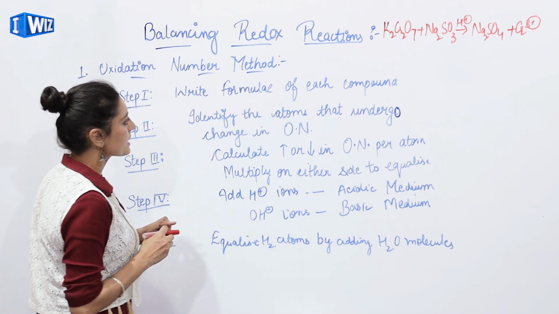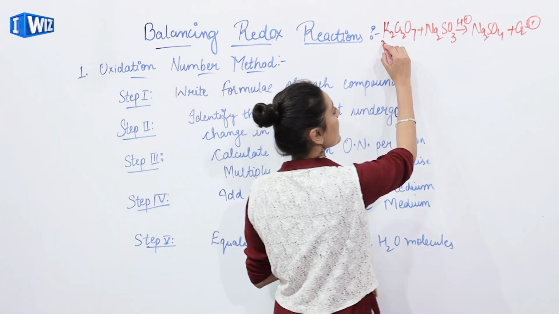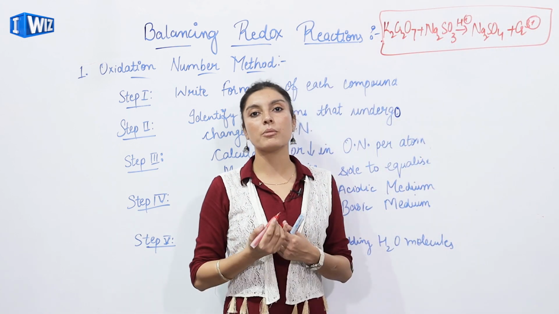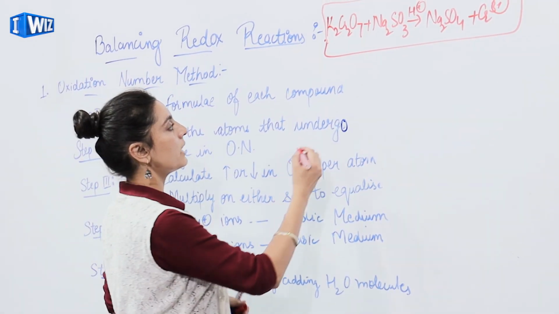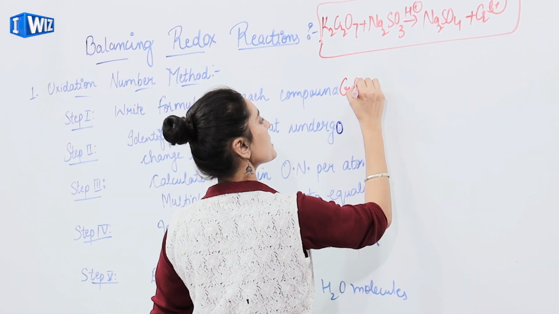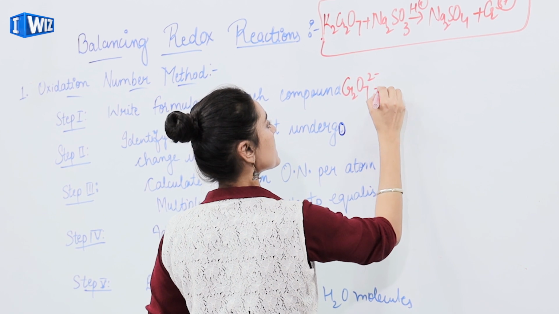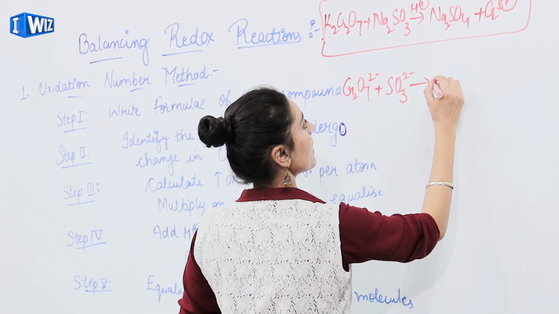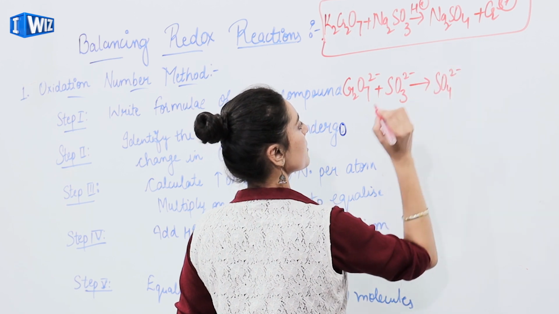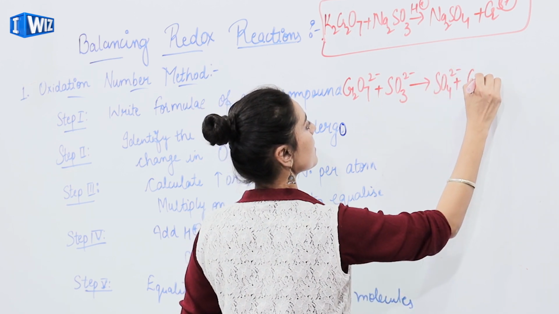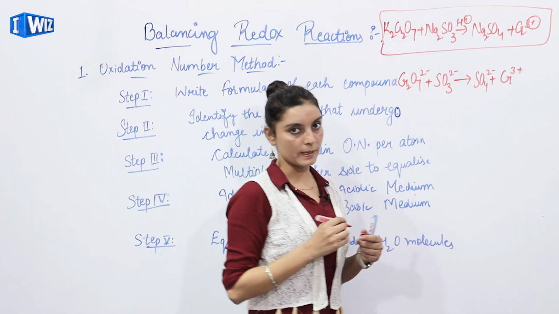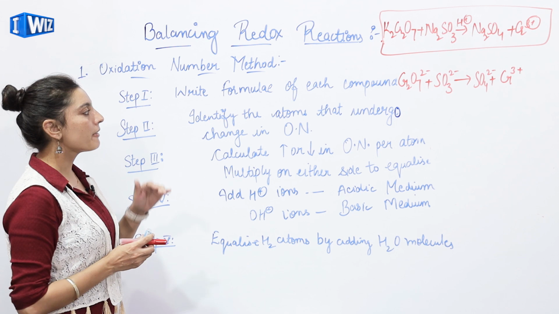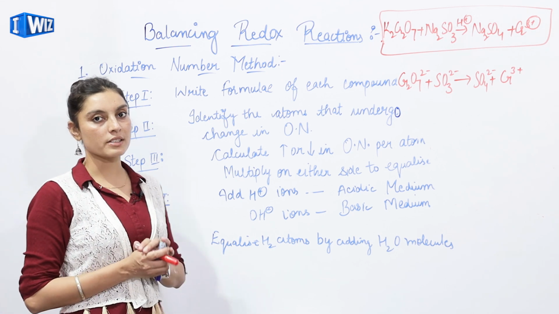So the very first step, writing the formulae: rather than writing the complete formula, it's always best to write the ionic form of the elements. So here I can write Cr2O7 2-, for dichromate ions, SO3 2- for sulfite ions, SO4 2- for sulfate, and Cr3+ for chromium ions. Clear? The second step says, identify the atoms that undergo change in oxidation number.